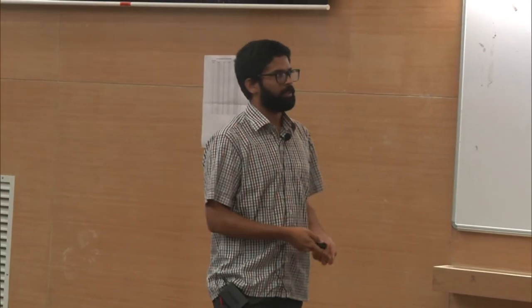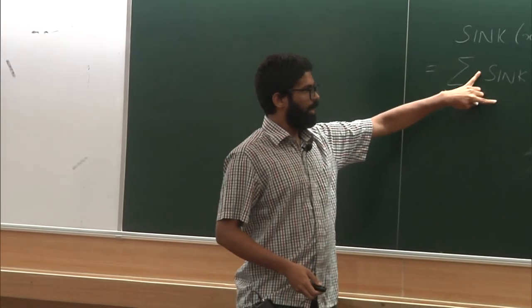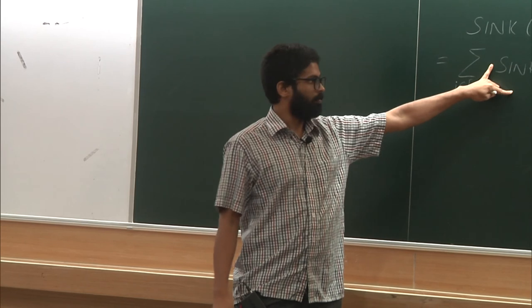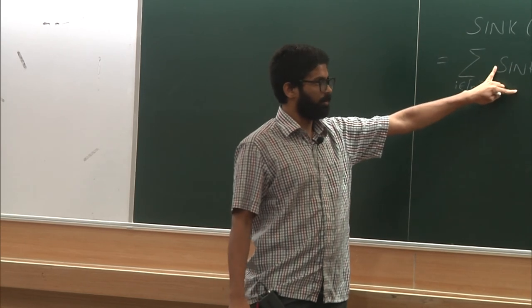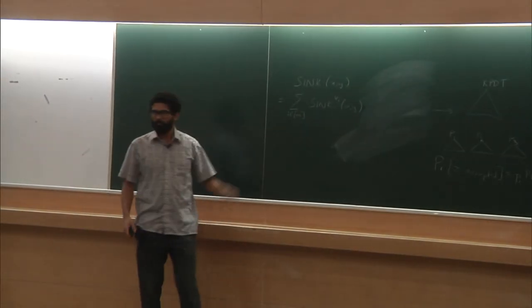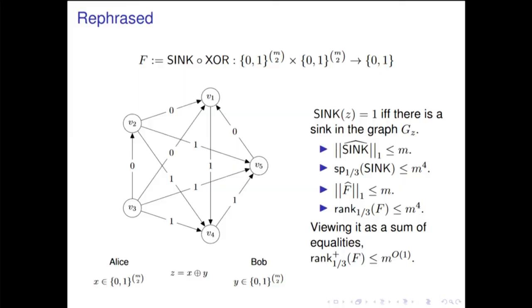Similarly, every vertex being a sink is easy to compute via a randomized communication protocol. So each of these matrices comes from a small randomized communication complexity protocol, so each of these has small approximate non-negative rank. And since you're just summing them, the whole thing also has small approximate non-negative rank. So that m to the order 1 is actually just m to the 5.